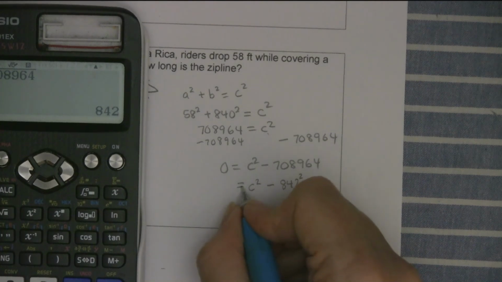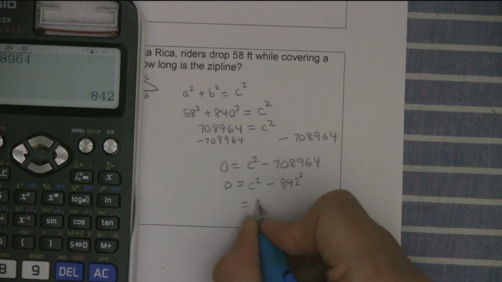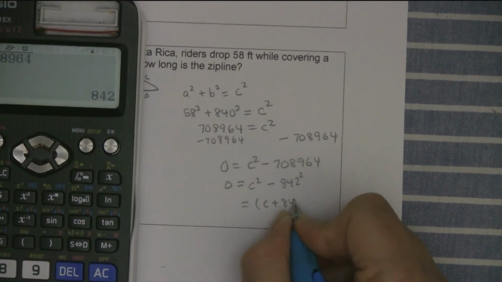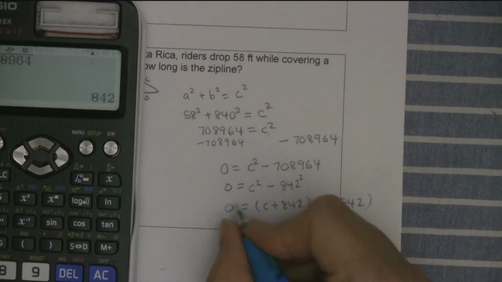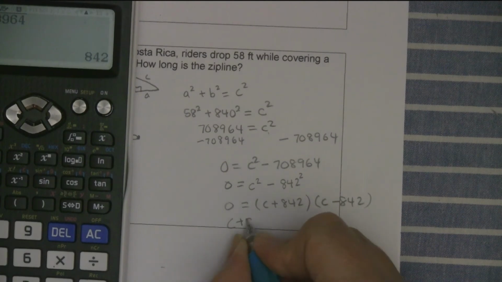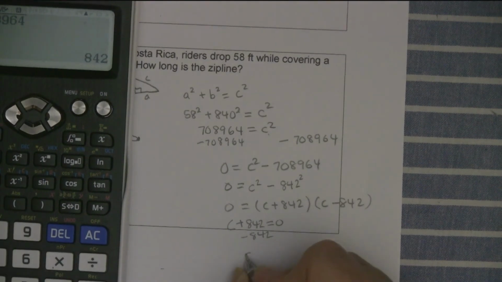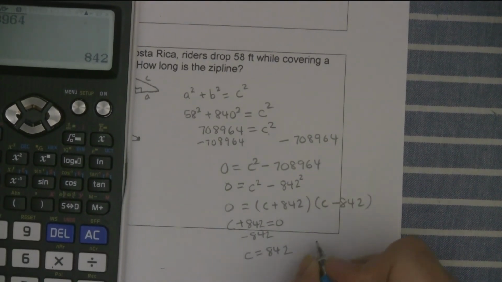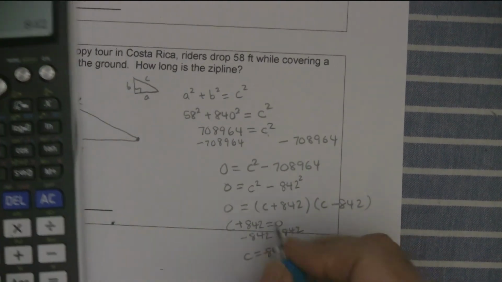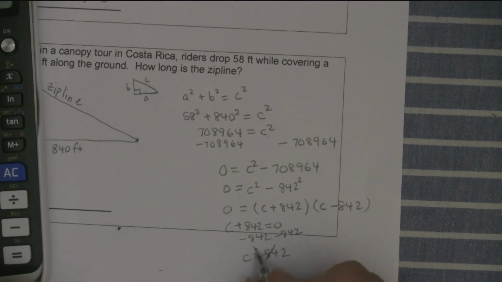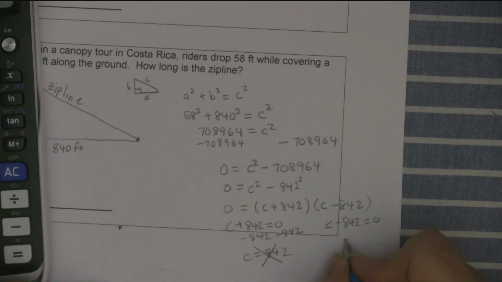So I told you they had in your book, this is actually a problem out of the homework, ones that come out quite big numbers. So this is c plus 842 times c minus 842 equals 0. So c plus 842 equals 0. And I'm going to take away 842 both sides. So I get c equals minus 842, right? And that's not negative, so that's not right. And then c minus 842 equals 0. You're going to add it to both sides.